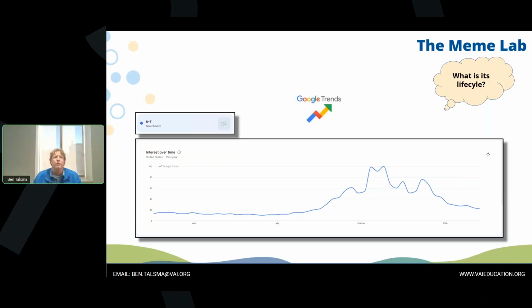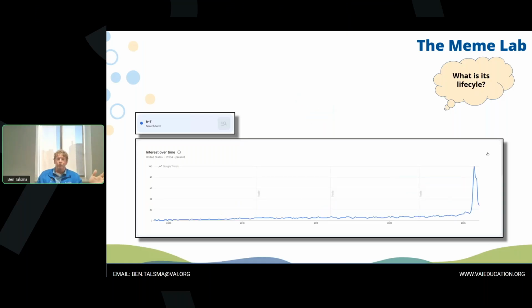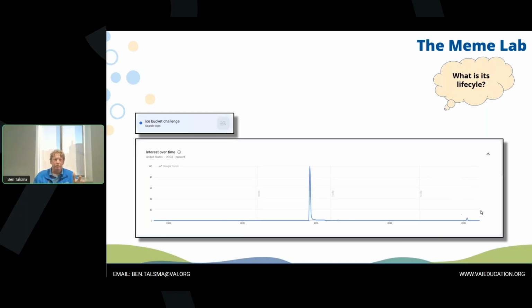So this is a look at the life cycle of the 6-7 meme, right? How it spread throughout the culture. You can see it really taking off last fall, peaking out sort of in November, and now it is on its downslide, as you probably can tell. You can also adjust the time scale, so you can look at it since 2004. 6-7 was occasionally searched for because people are doing their math homework or something, but it all of a sudden spiked up and then very quickly is in the process of falling off. This, conversely, is the Ice Bucket Challenge. You can see where its spike and where its fall off occurred.